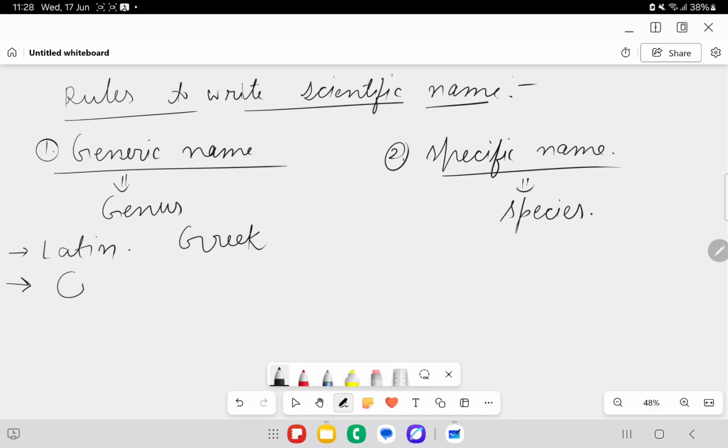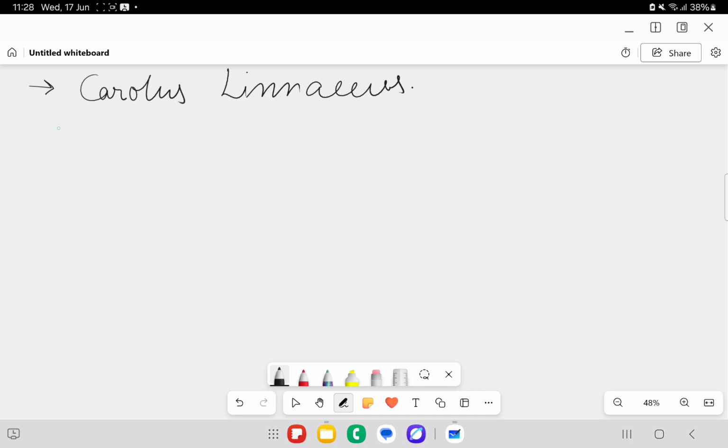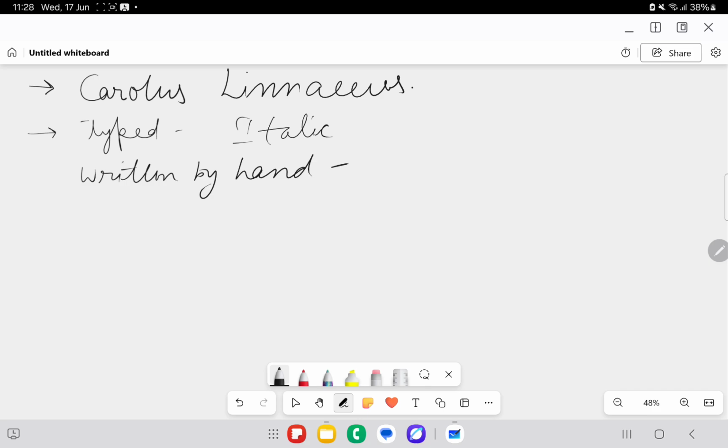The rules to write the scientific name are given by Carolus Linnaeus. The first rule is that the word is taken from the Latin language, so when it is typed, it should always be in an italic font. When it is written by hand, it should always be underlined.